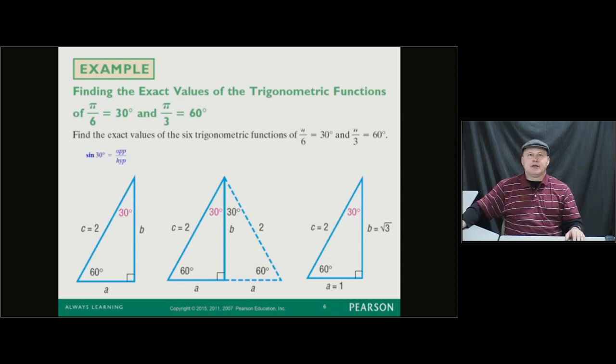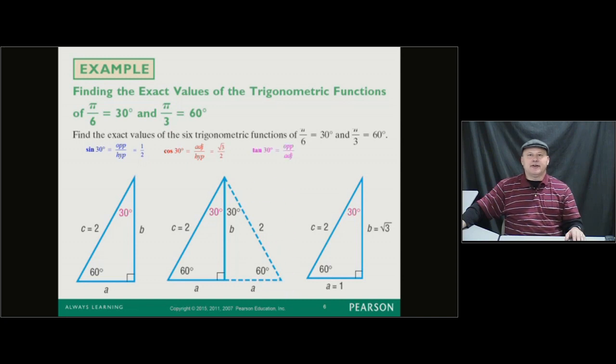Alrighty? Now let's take the sine of 30 degrees, using opposite over hypotenuse. Looking at that last triangle, 30 degrees is the top one. So the sine of 30 degrees is the opposite, which is 1 over 2. And then the cosine of 30 degrees is adjacent over hypotenuse. The adjacent side to a 30 degree angle is b, so it's going to be square root of 3 over 2.